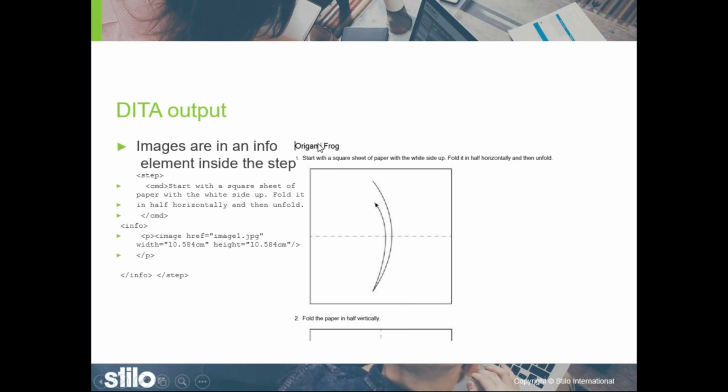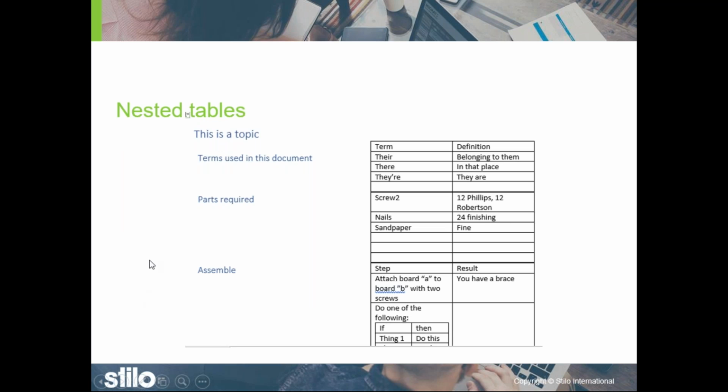So this is what we want to end up with. Over here we have what the output looks like. So we have the title, we have a step, we have the illustration here, and then the second step with the appropriate illustration. So we've got the command, we've got the info, and then close the step and go on to the next step. So that's what we're hoping to get. So we have proper DITA tasks coming out.